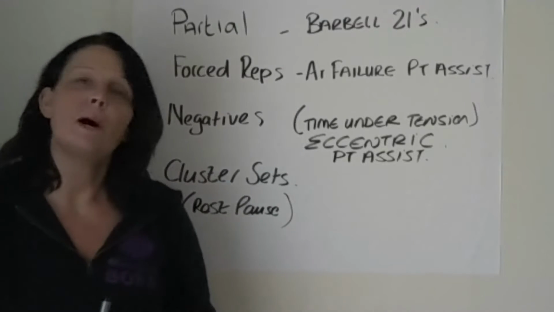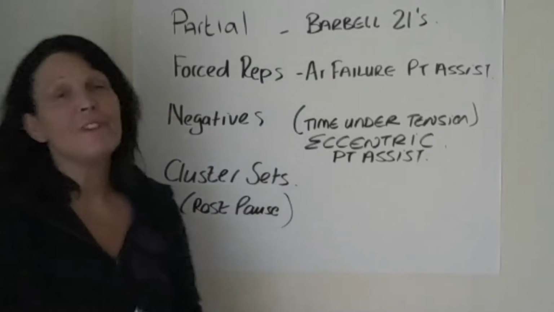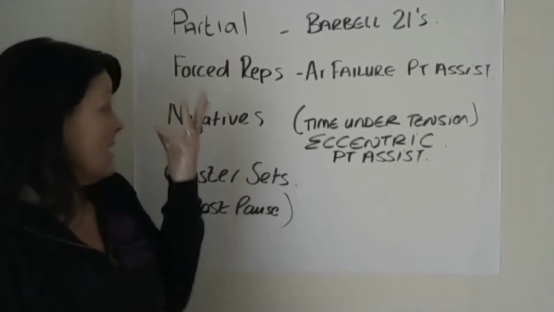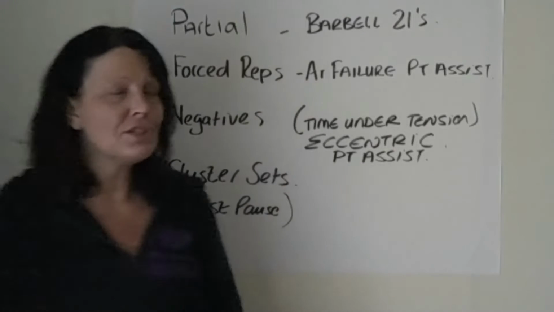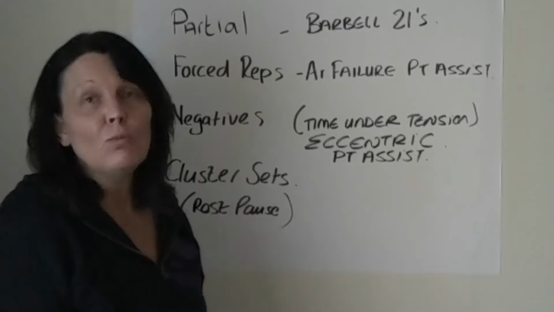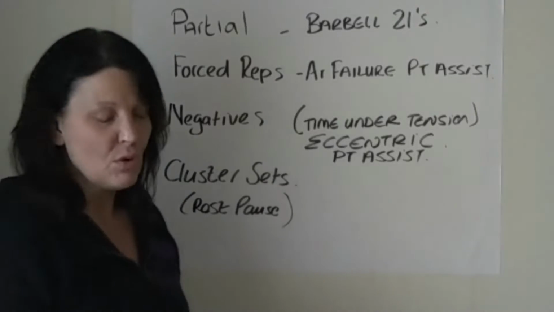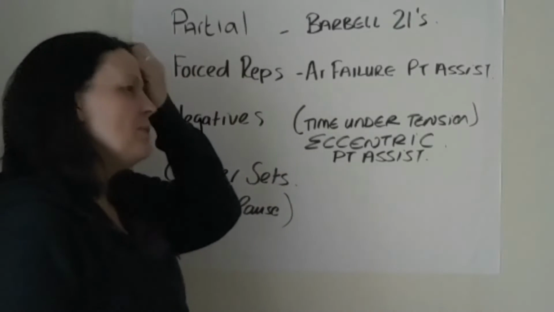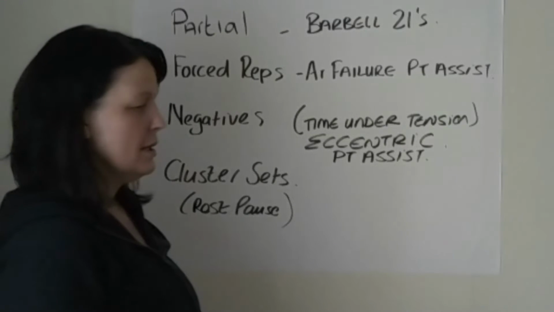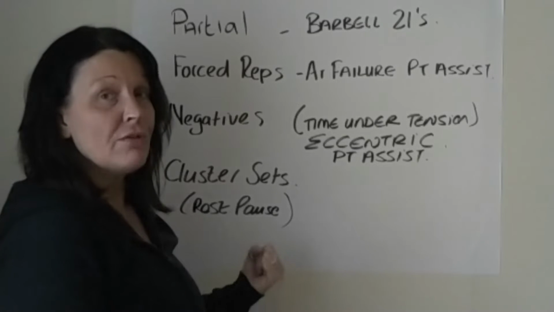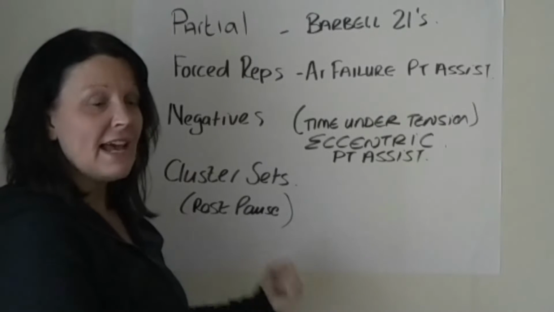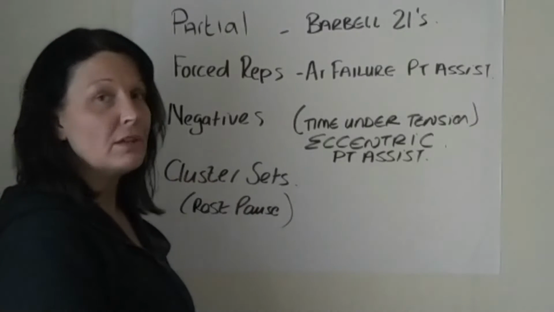Partial reps. The most common version of your partial rep is your barbell 21. It doesn't just go into the full concentric and eccentric movement. We're going to stay in one of the phases a little bit longer, so one of each phase. For example, imagine we've got a barbell here. We would do the lower half first, 7 reps. Then we would go from mid to upper, 7 reps. And then the final set would be 7 reps all the way through.